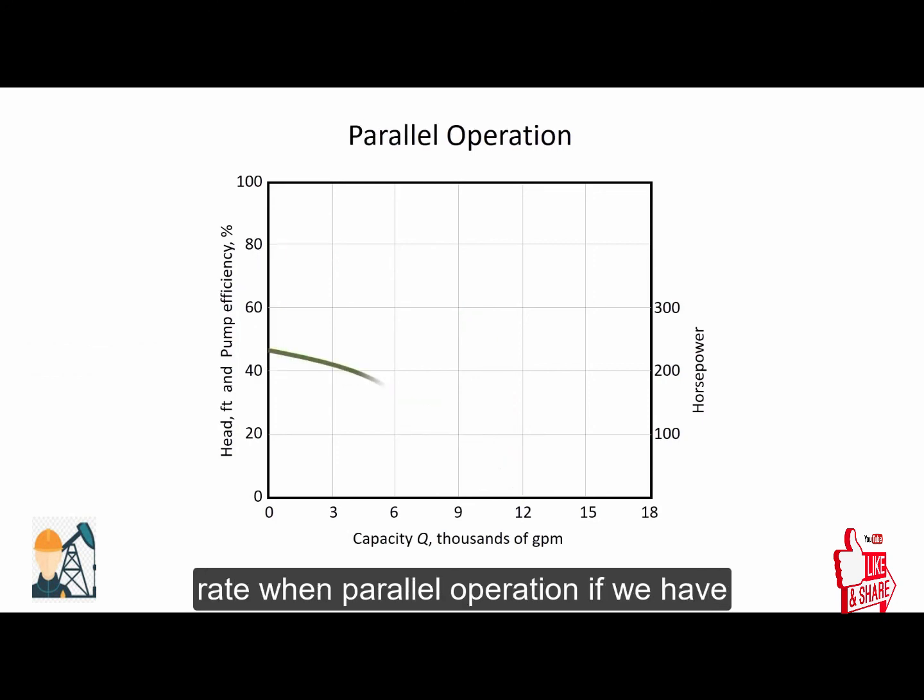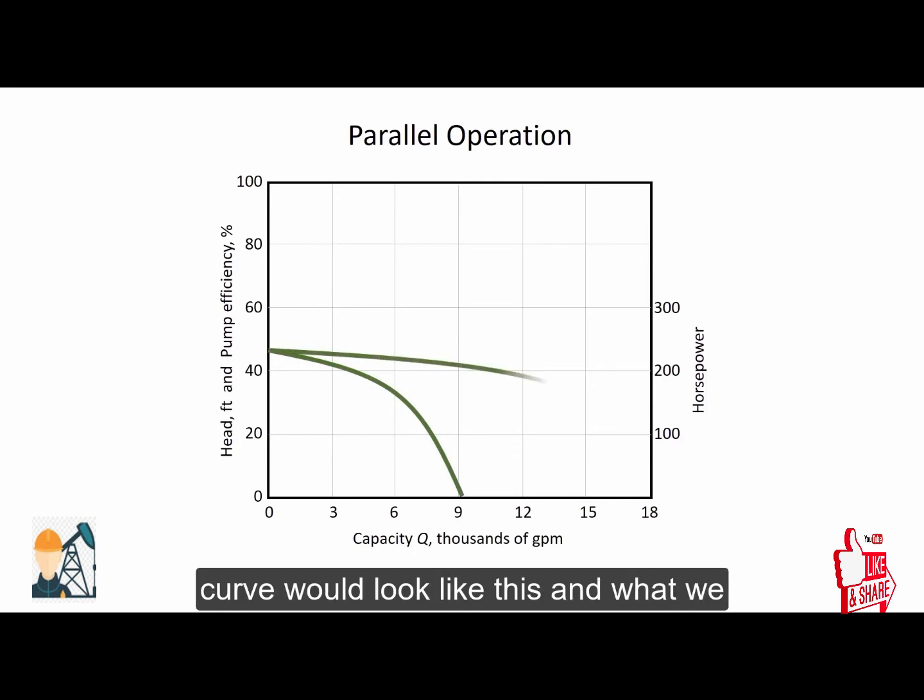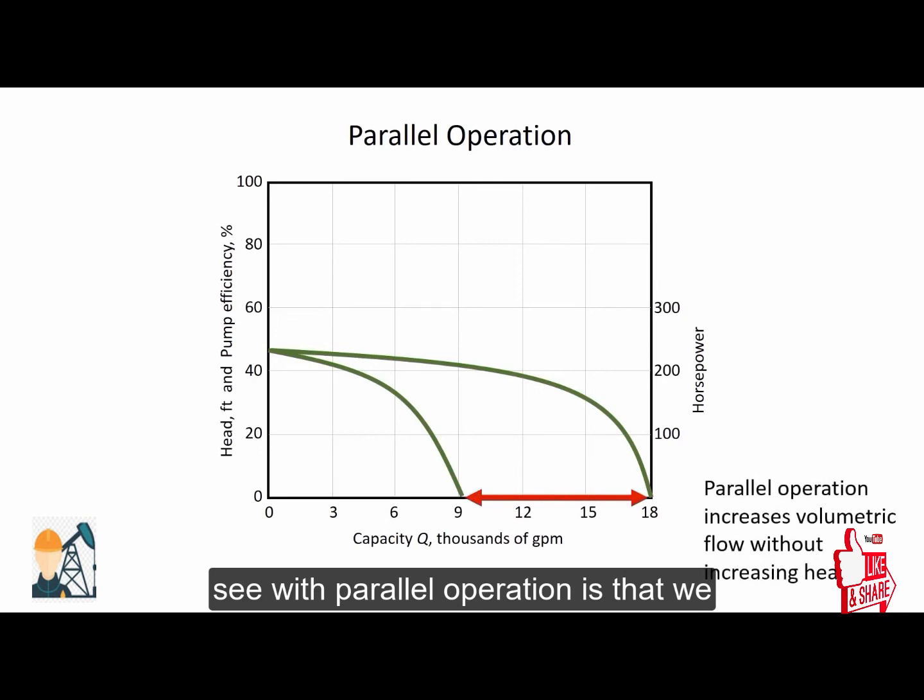Well, in parallel operation, if we have one pump with its curve displayed here, if we added a second identical pump, the curve would look like this. And what we see with parallel operation is that we have an increase in the volumetric flow rate without increasing the head.